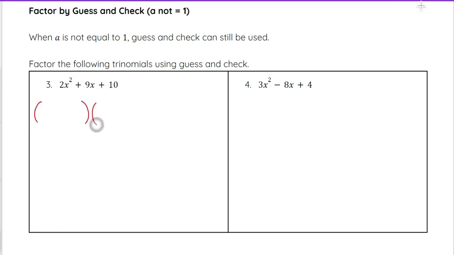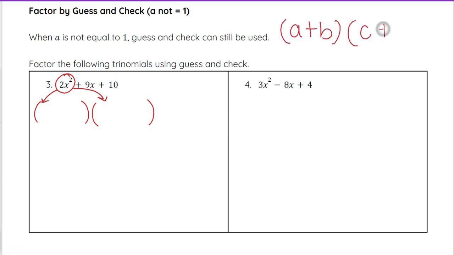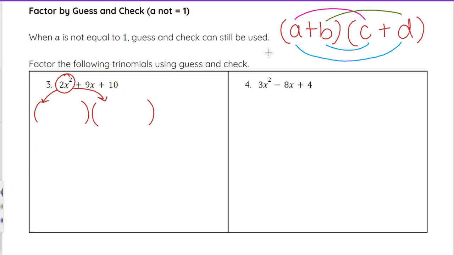We're going to start the same way, two sets of parentheses, and we are going to start with that first term of 2x squared to figure out what goes at the beginning of each to multiply back to 2x squared. Because remember, when we distribute two binomials, which is essentially what we're trying to get back to, when we distribute those, we have the first, then we have the outer and the inner, and then we have the last being multiplied together.